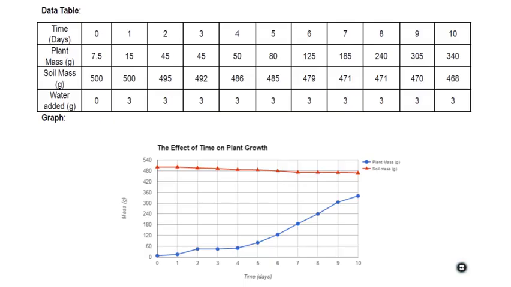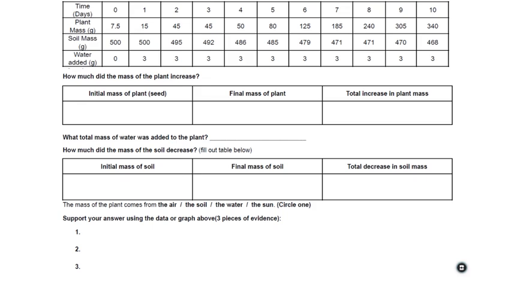Hopefully, you have been analyzing and interpreting the data listed here. You have a data table and also a graph right here, the effect of time on plant growth for the soil mass and the plant mass. It's showing the same data. So hopefully you're able to answer the questions using one or both of these snippets of information.